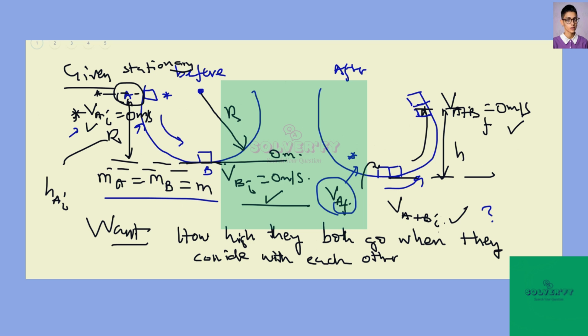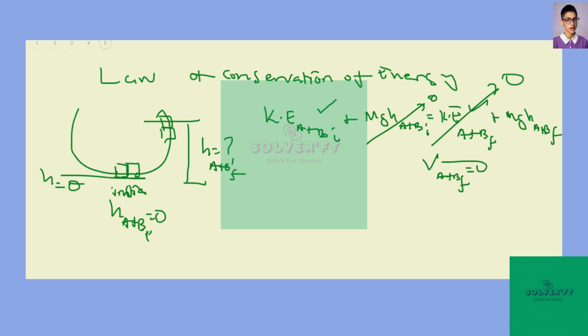If you go back right here, you see that this final velocity when they stick together is 0. So we have to account for that. And so we have the initial kinetic energy of the system being equal to the final potential energy of the system.